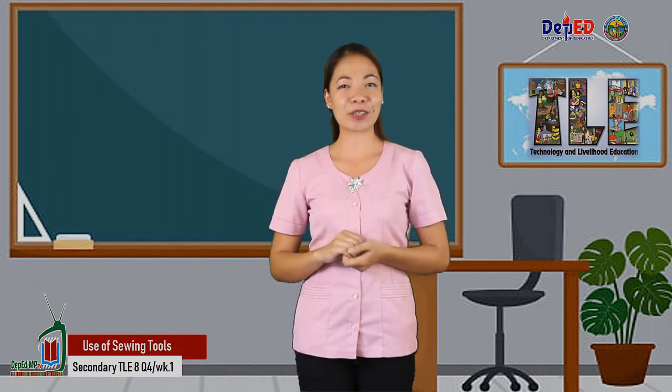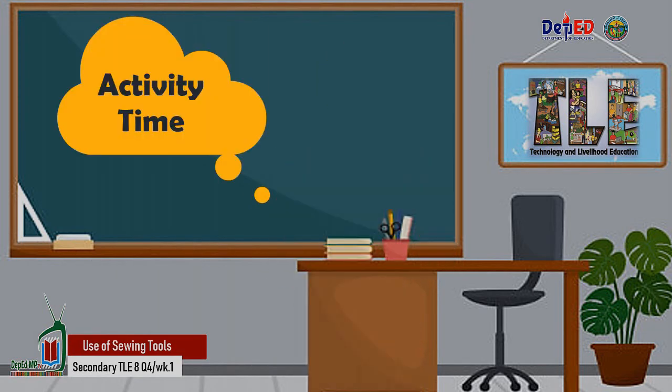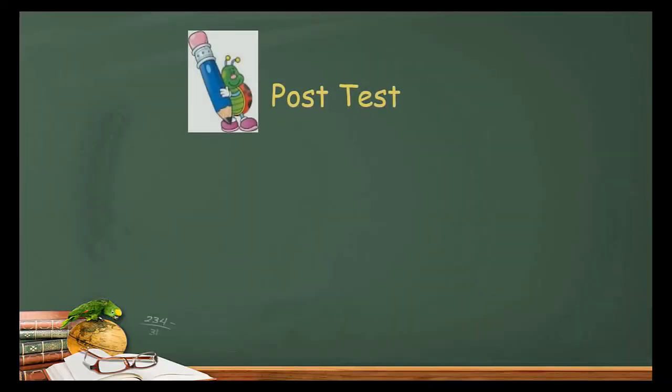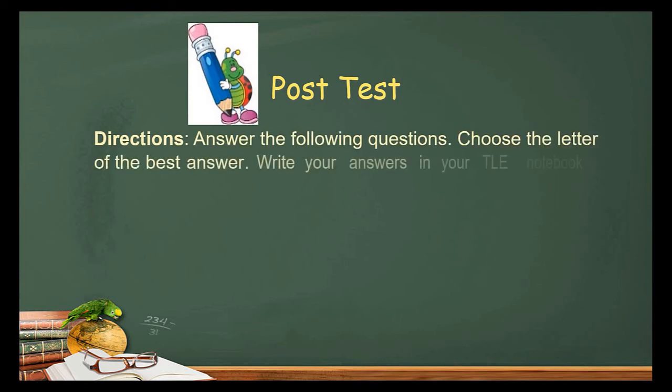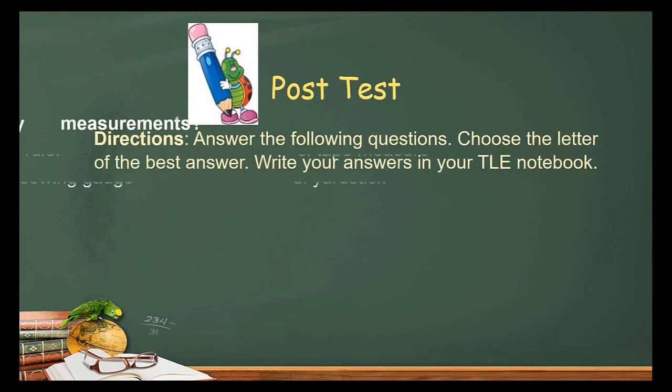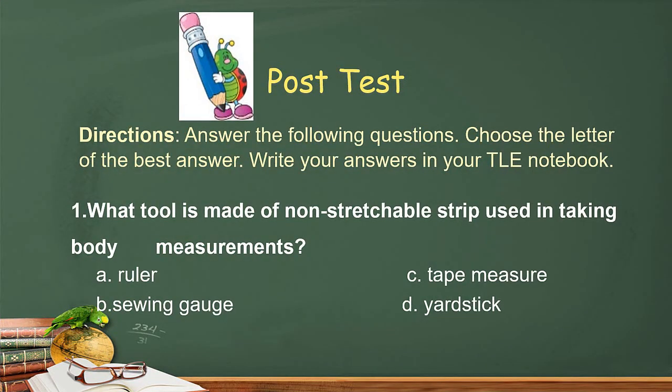Congratulations! You can move on to our next activity. Show that you have learned something after learning the tools and equipment in sewing by doing this activity. Answer the following questions. Choose the letter of the best answer. Write your answers on your answer sheet. Number 1. What tool is made of non-stretchable strip used in taking body measurements? Letter A, ruler. Letter B, sewing gauge. Letter C, tape measure. And letter D, yardstick.